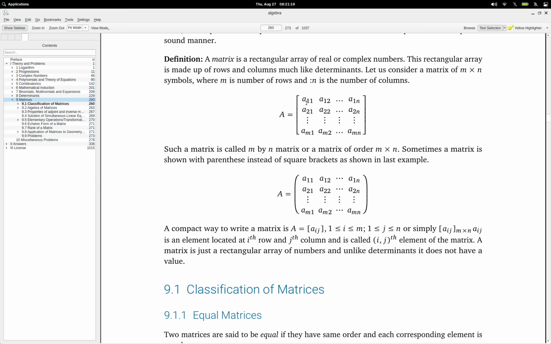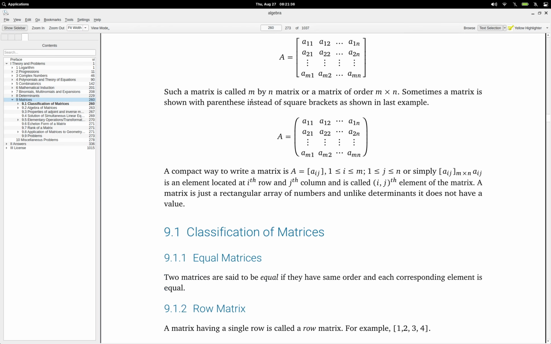So our matrix is A11, A12 up to A1n, and column wise it is A11, A21 up to Am1. So this mth row and first column element is Am1. Such a matrix is called m by n matrix, or a matrix of order m by n. Sometimes a matrix is shown with parentheses instead of square brackets as shown in last example.